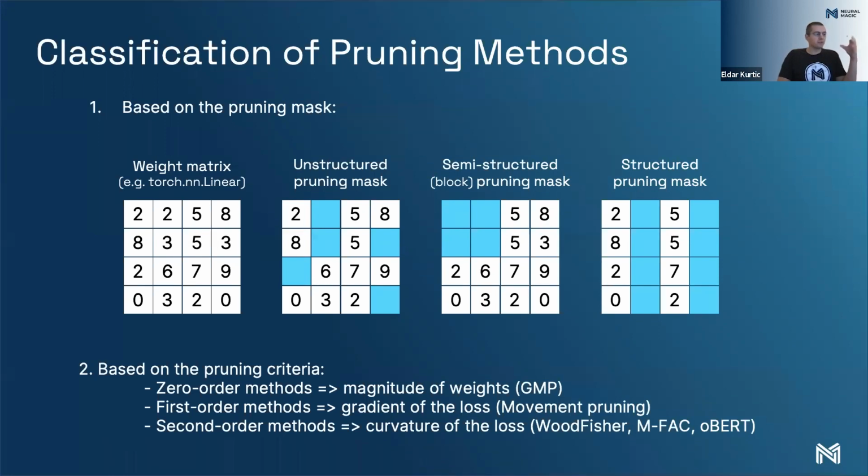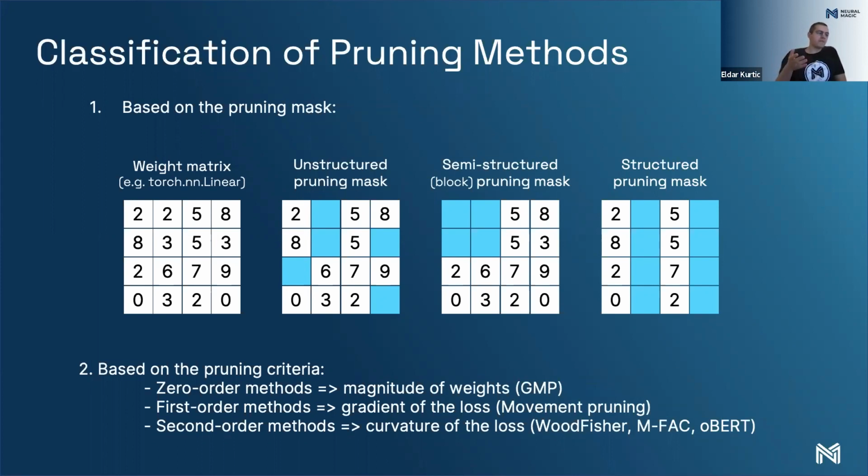The second type of classification is based on the pruning criteria. So here we have zero, first and second order methods. By zero order methods, we consider all methods that are using only magnitudes of weights for pruning. One such example is standard magnitude pruning, which just prunes away the weights with the smallest magnitude. Then we have first order methods, and these are the methods that are trying to leverage the gradient of the loss function while fine-tuning a model on a specific task. One example here is the standard movement pruning, which tries to prune weights that are moving towards zero while fine-tuning the model on a specific task.